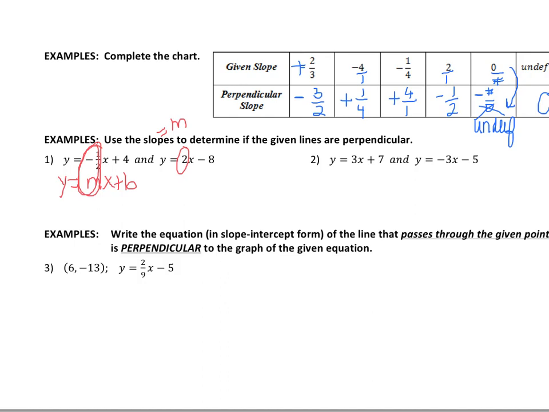Is -1/2 and 2, are they opposite reciprocals? Well, one of them's negative, one of them's positive, so that checks. Now, are they reciprocals of each other? 1/2, if I flip that, it's going to become 2/1. So yes, they are perpendicular. I'm just going to put the perpendicular symbol.